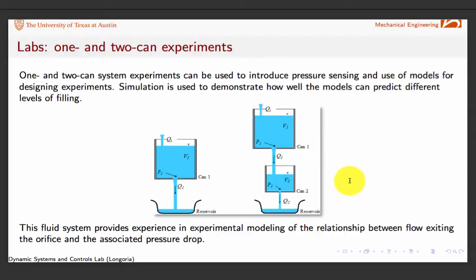Another experiment that is very relevant to practical applications is filling of vessels. So we do single and two tank experiments. There's inherent nonlinearity in the flow through this orifice, and you'll study that. You'll try to parameterize how the flow is governed by pressure drop, and you'll apply basic principles from fluid mechanics, say, that you studied in that course. But we will look at this type of system through the lens of a dynamic systems perspective.